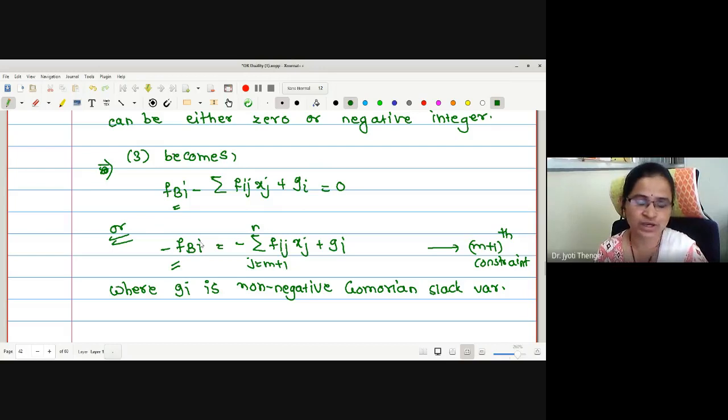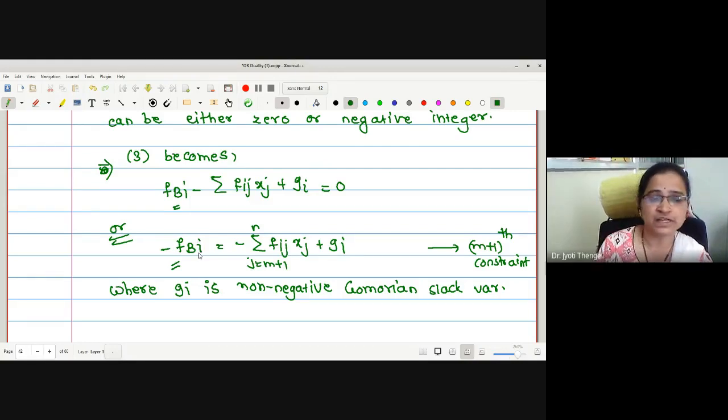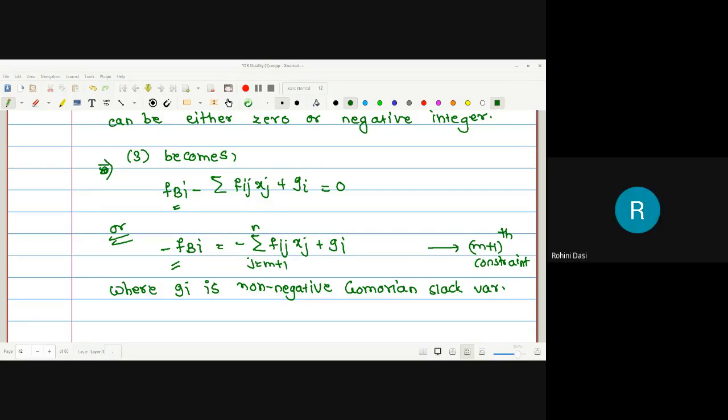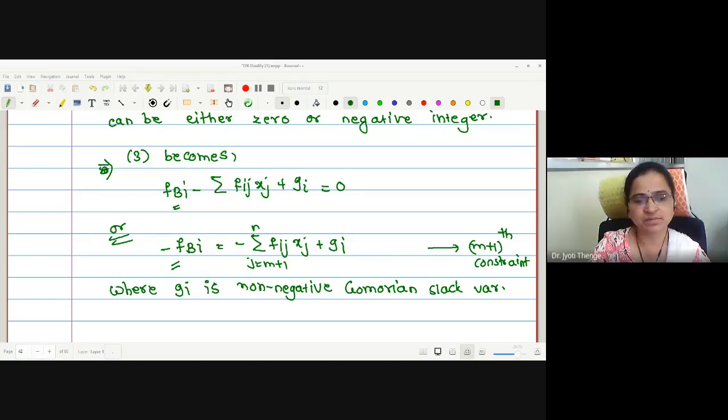So for this, the right-hand constant is negative. That's why this is the value in your basic XB column, which will disturb the feasibility and the solution becomes infeasible. And we know a method to remove the infeasibility. Which method have we studied which removes the infeasibility? Yes, students. Dual simplex.